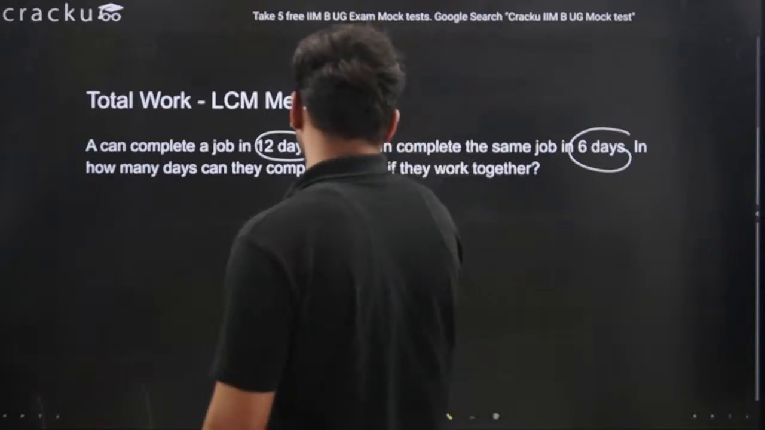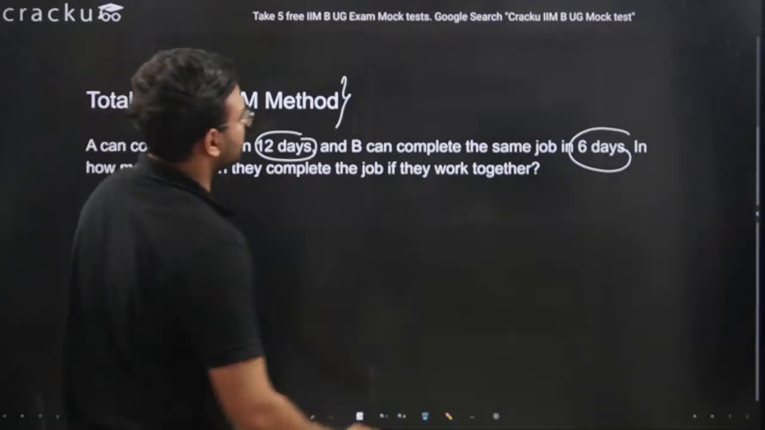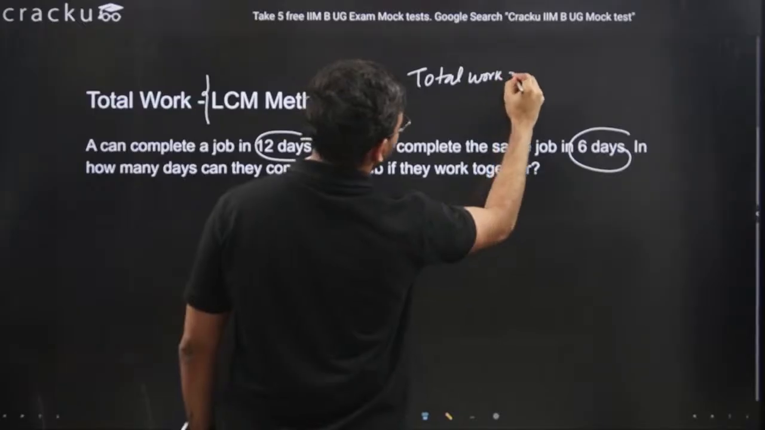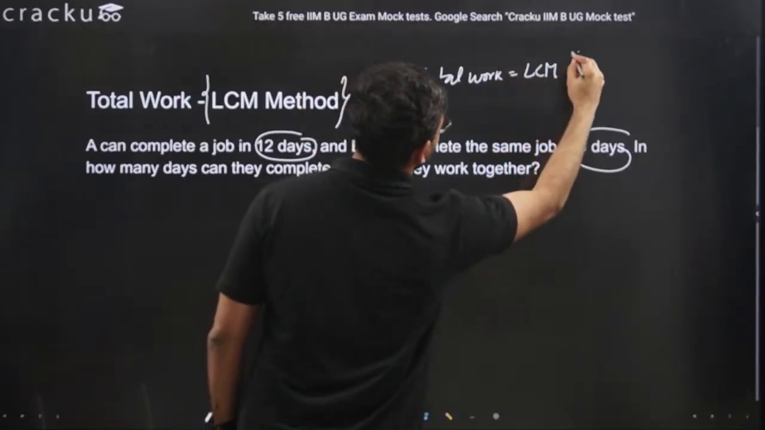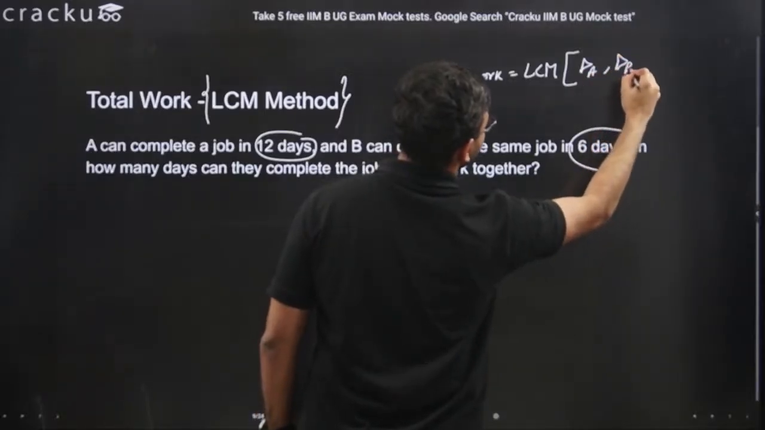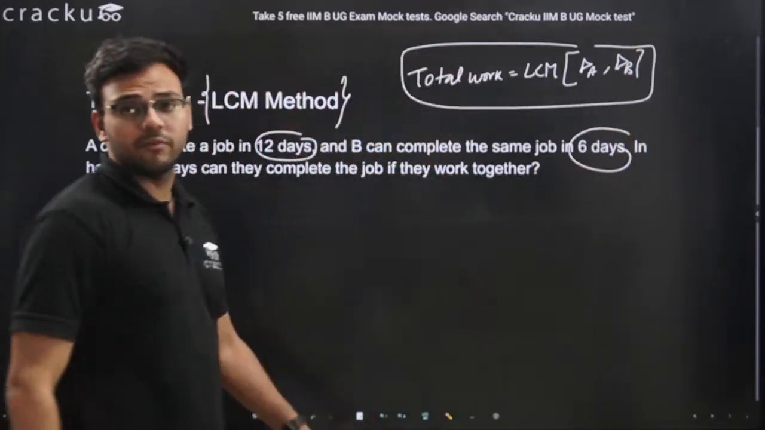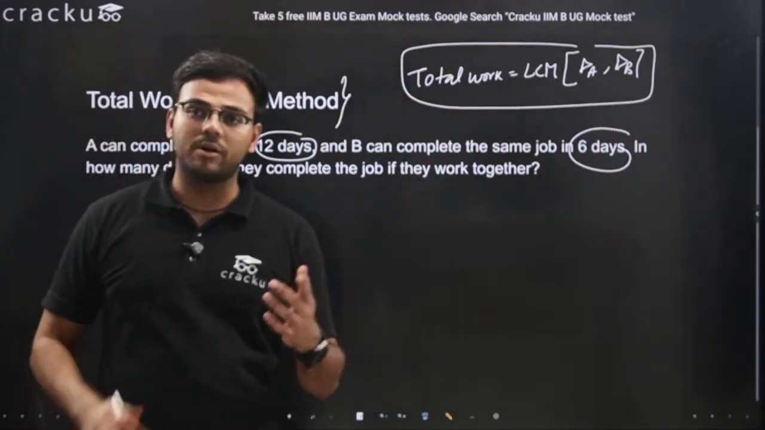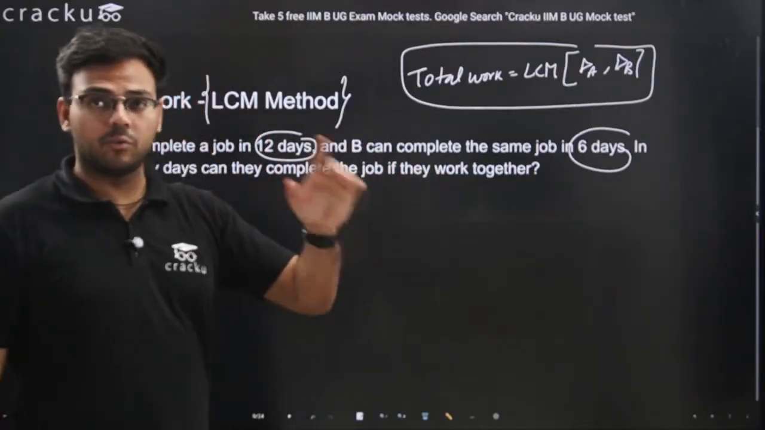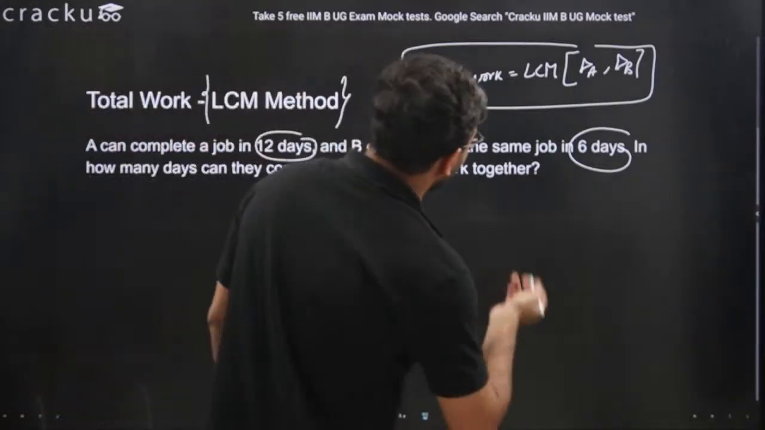So for this particular case, that is, for the LCM method, you have to assume the total work is equal to the LCM of the number of days taken by A and the number of days taken by B. Total work is equal to the LCM of the number of days taken by A to complete that work and the number of days taken by B to complete that work alone. So you have to take the LCM of DA and DB.